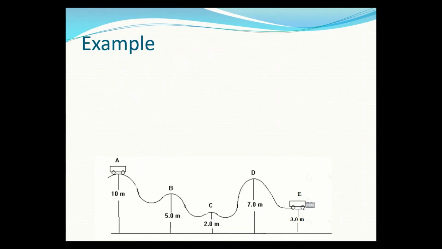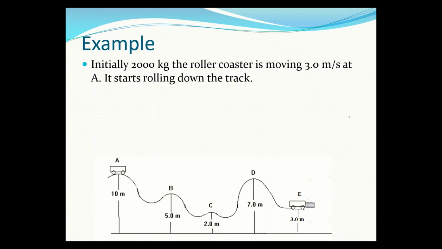Okay, so here's a classic law of conservation of energy question. It's a roller coaster question. Initially, a 2,000 kilogram roller coaster is moving at 3 meters per second at A. It starts rolling down the track.